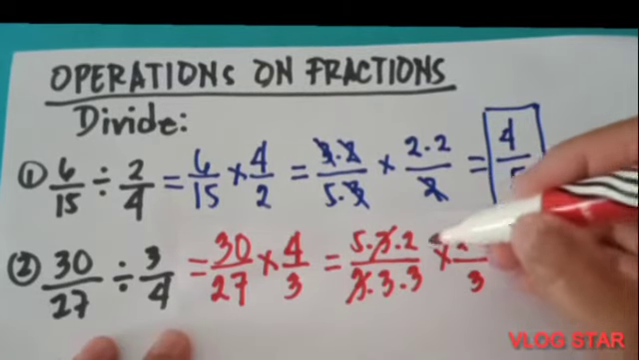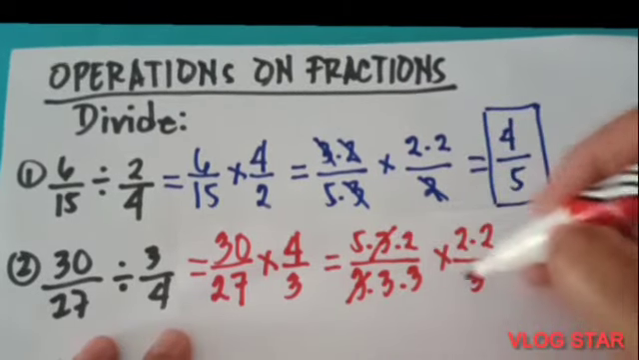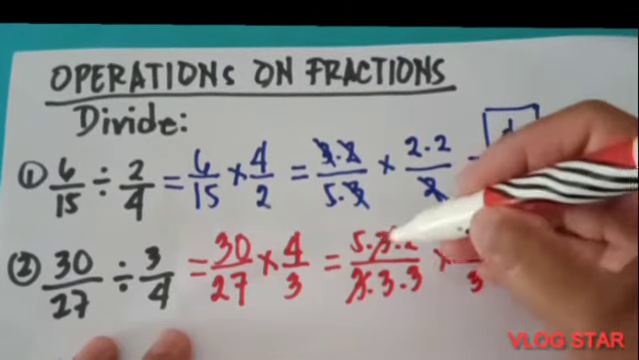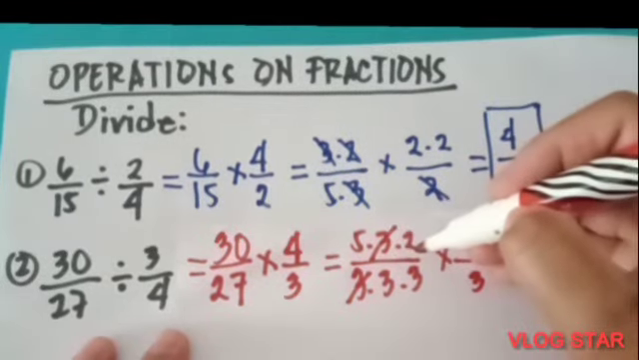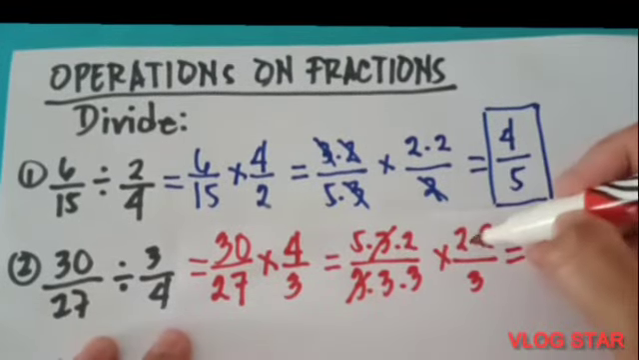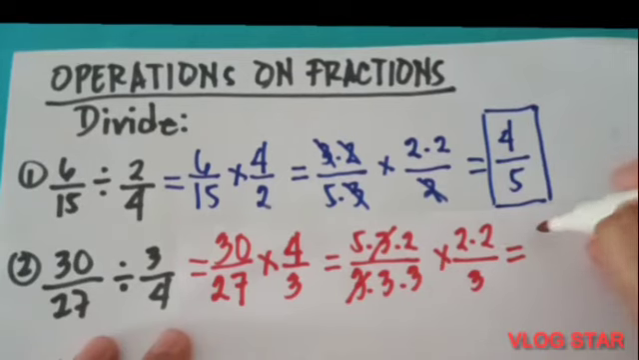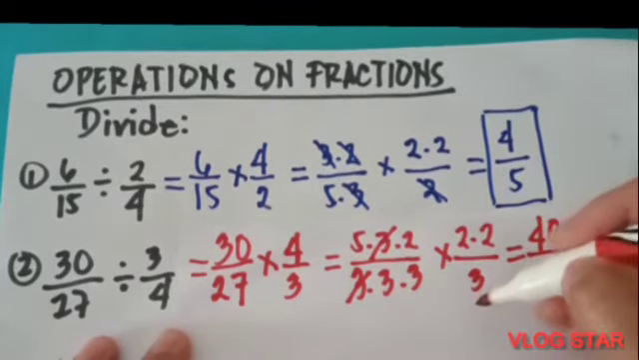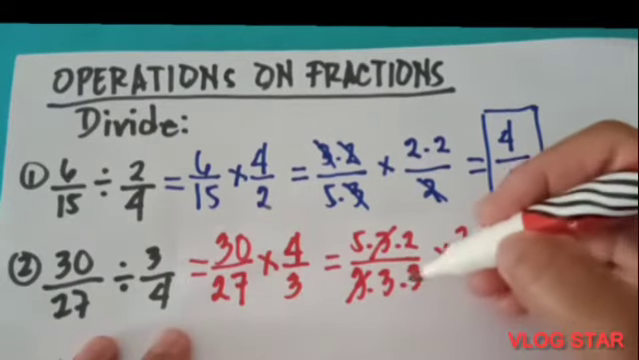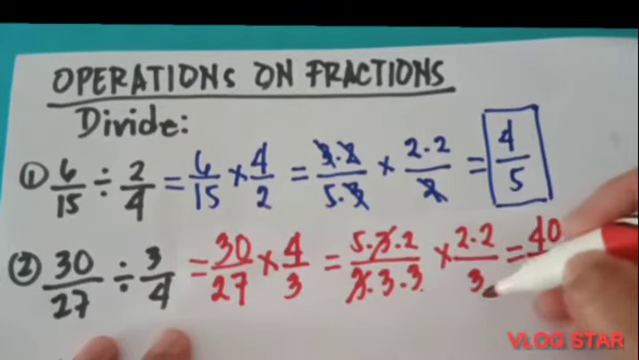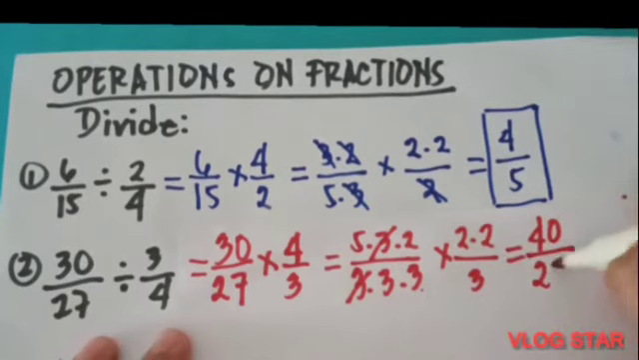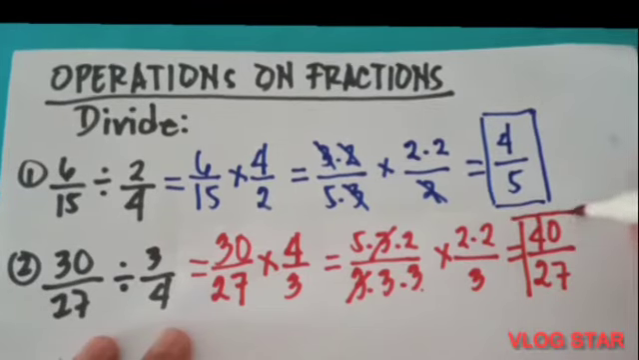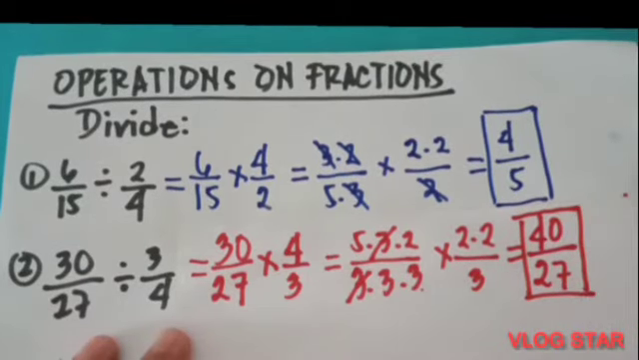Tapos, wala na. So, i-multiply natin si 5 times 2 is 10 times 2, 20 times 2 is 40. Ang sagot sa denominator is 3 times 3, 9 times 3 is 27. So, ang tamang sagot is 40/27.